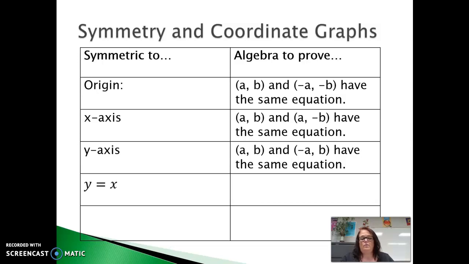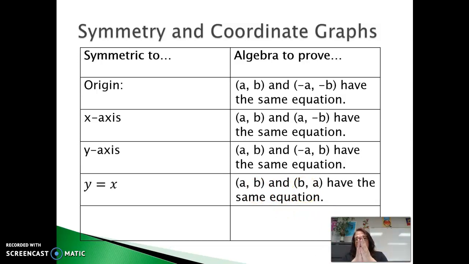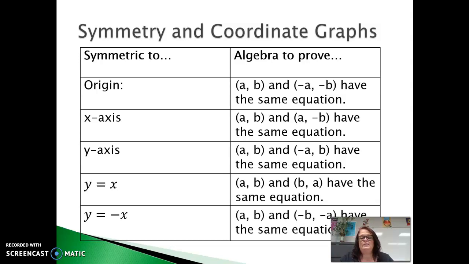If it's the line y equals x, remember we talked about inverses. The way to find an inverse is to switch the a and the b. So I'm going to start with my control point (a, b), and then test the point (b, a). If they both work, then if I folded the actual graph along the line y equals x, it would lay right on top of itself. Similarly with y equals negative x, it's the same test, but instead of (b, a), I'm going to test (negative b, negative a). So take a moment to write those down in your notes.